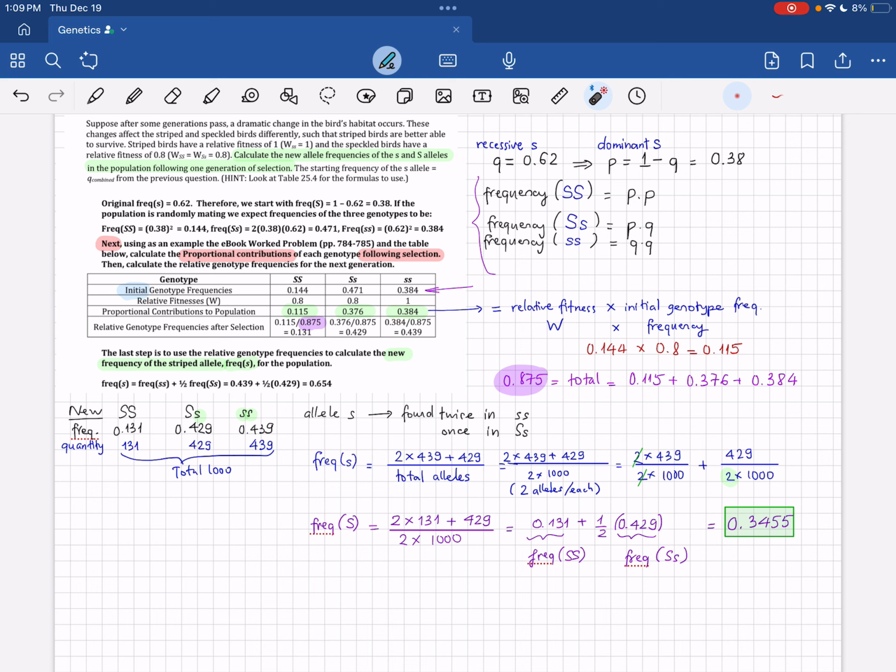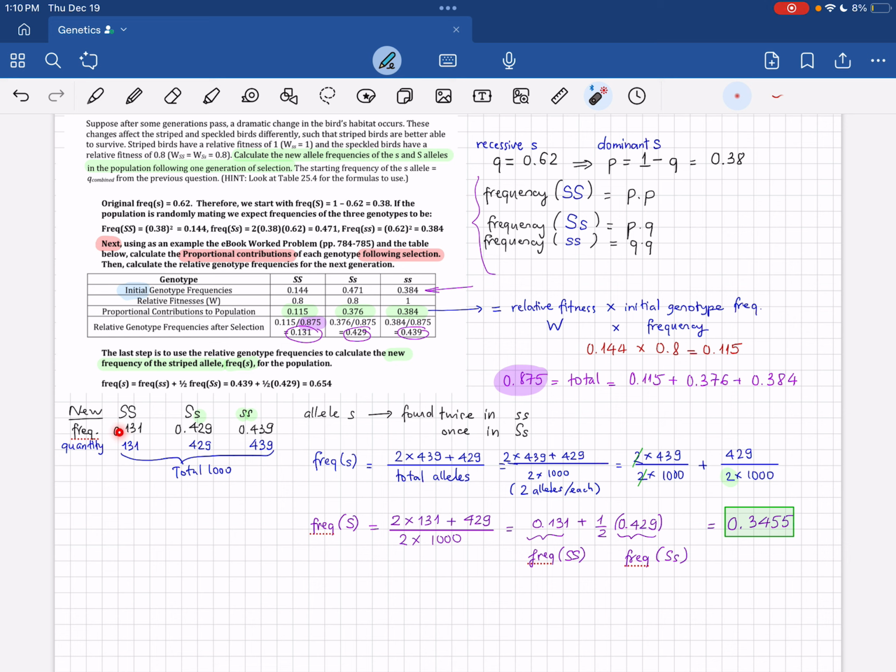And finally, we find the relative genotype frequency. Relative means that you compare this proportional contribution to the whole. So you sum them up together like this. You sum 0.115 with these two values here, the same as here. You get the total, and then you can find the relative frequency. The final answer is those values here. Okay, so what next? After we know this is the relative genotype frequency after the selection, once again we can see this is the value, right?